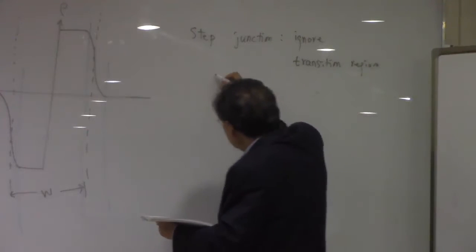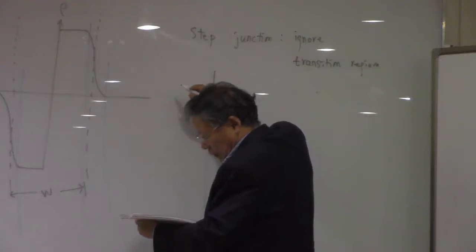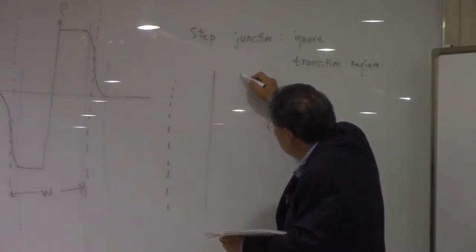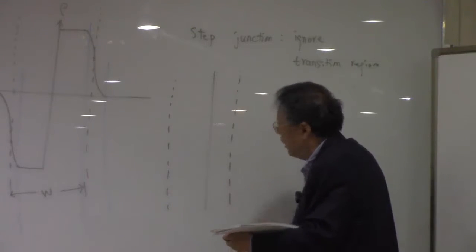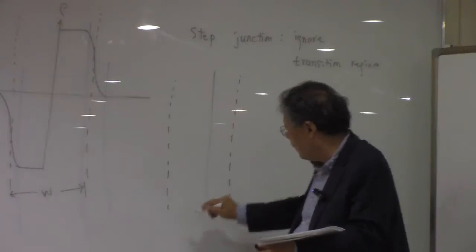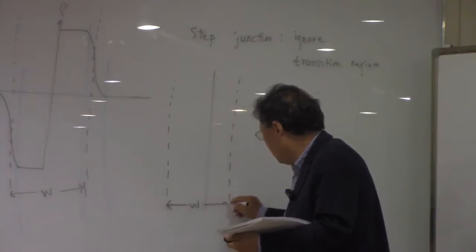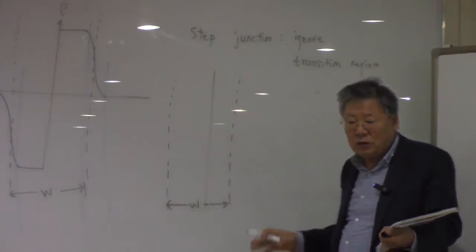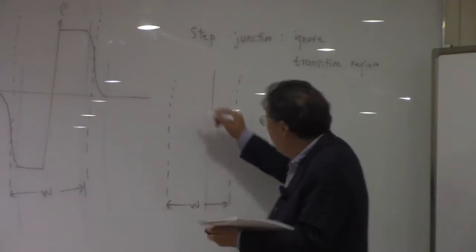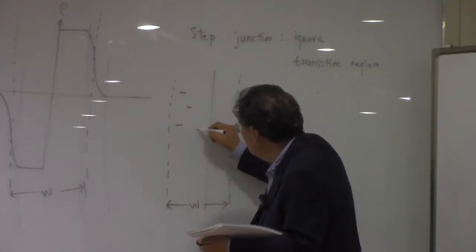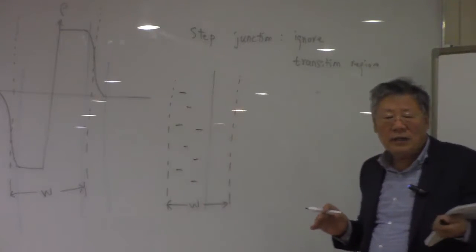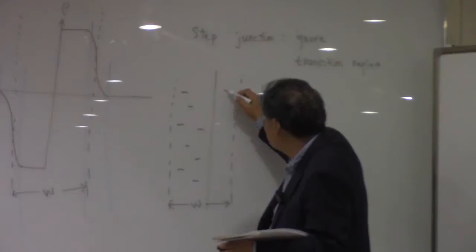All right. So what we are saying here in this step junction, we have a depletion region, something like this, and this is the neutral region on the left-hand side and right-hand side. The total length of this depletion region can be seen here, and in this depletion region, there is only ionized donor and acceptor.